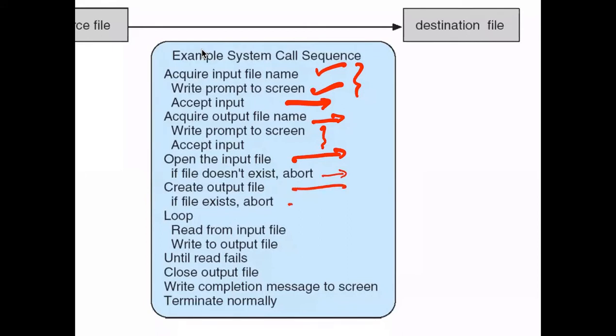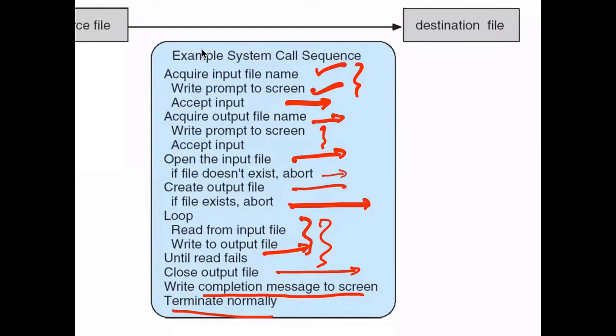If the file already exists, it means that you are copying onto that file, then abort. Then you get into a loop and read from the input file and write into the output file. This loop will go on until a condition is met, and then close the output file, write the completion message onto the screen, and terminate normally.